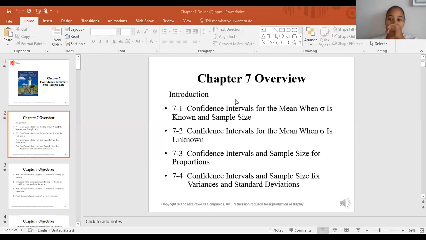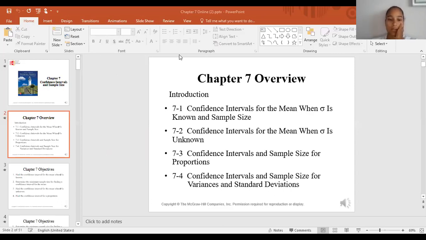Do you want us to go over chapter 7 quickly before doing the homework, or do you already know the problems that you have? No, I would want to go over chapter 7. Okay. So chapter 7 is about, you can see the PowerPoint, chapter 7 overview.